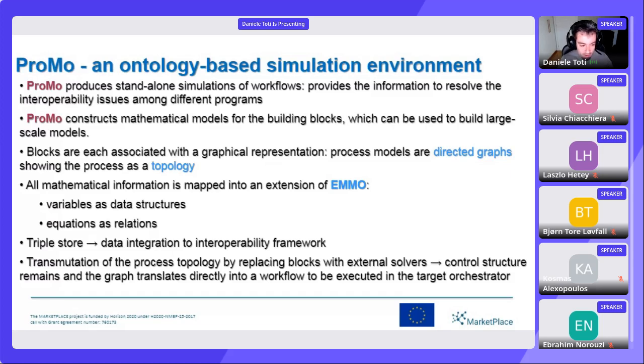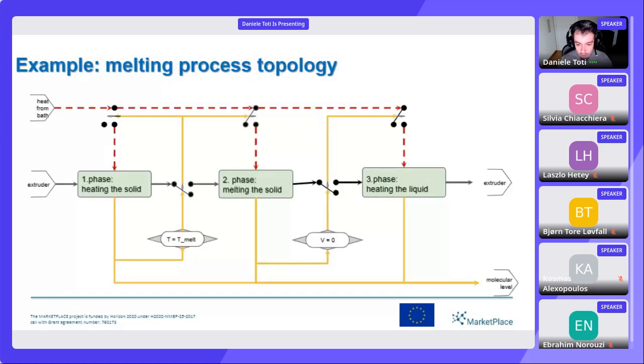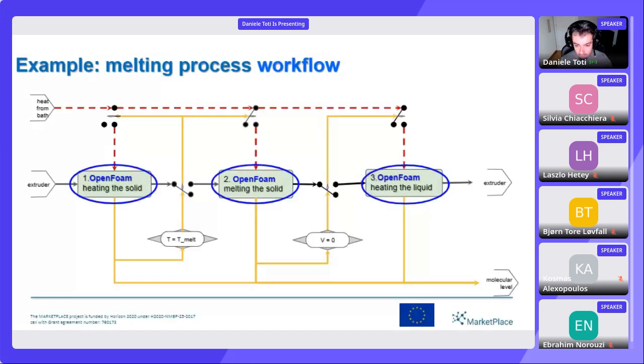So basically turning something like this, a process topology for a process like the melting process that we have here, into the workflow that we see here, where basically the building blocks are replaced by an external solver that is used as a black box.